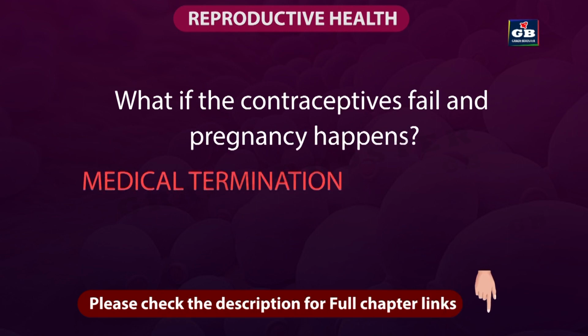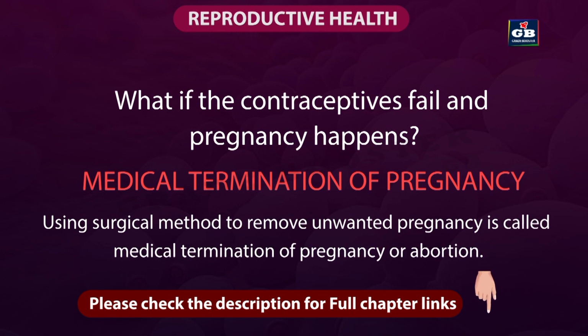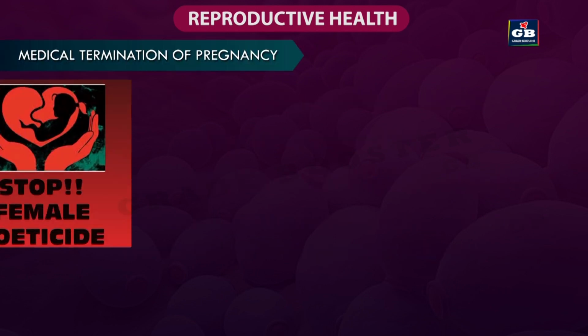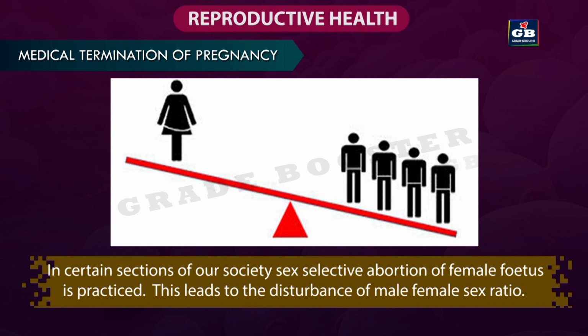Medical termination of pregnancy. Using surgical methods to remove an unwanted pregnancy is called medical termination of pregnancy or abortion. In certain sections of our society, sex-selective abortion of the female fetus is practiced. This leads to the disturbance of the male-female sex ratio in the population.